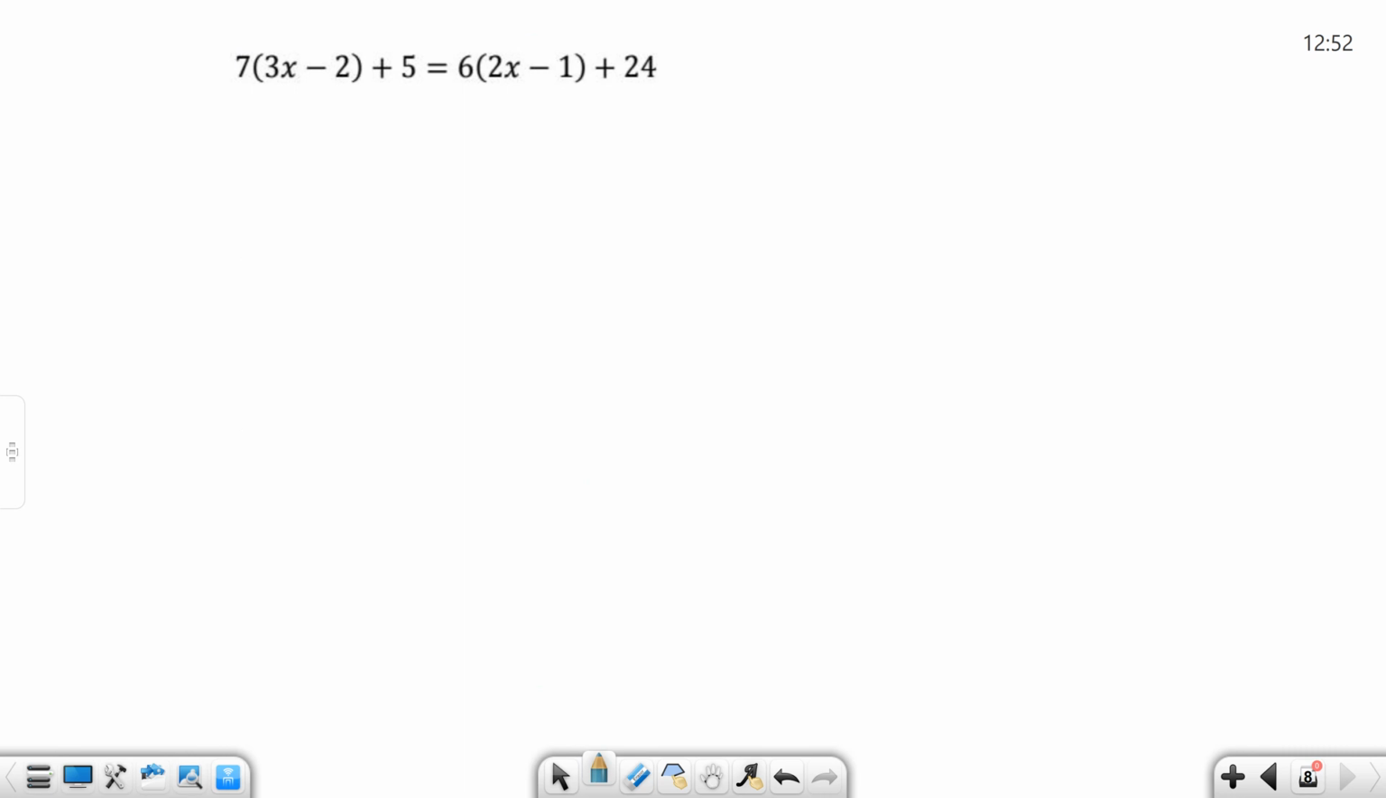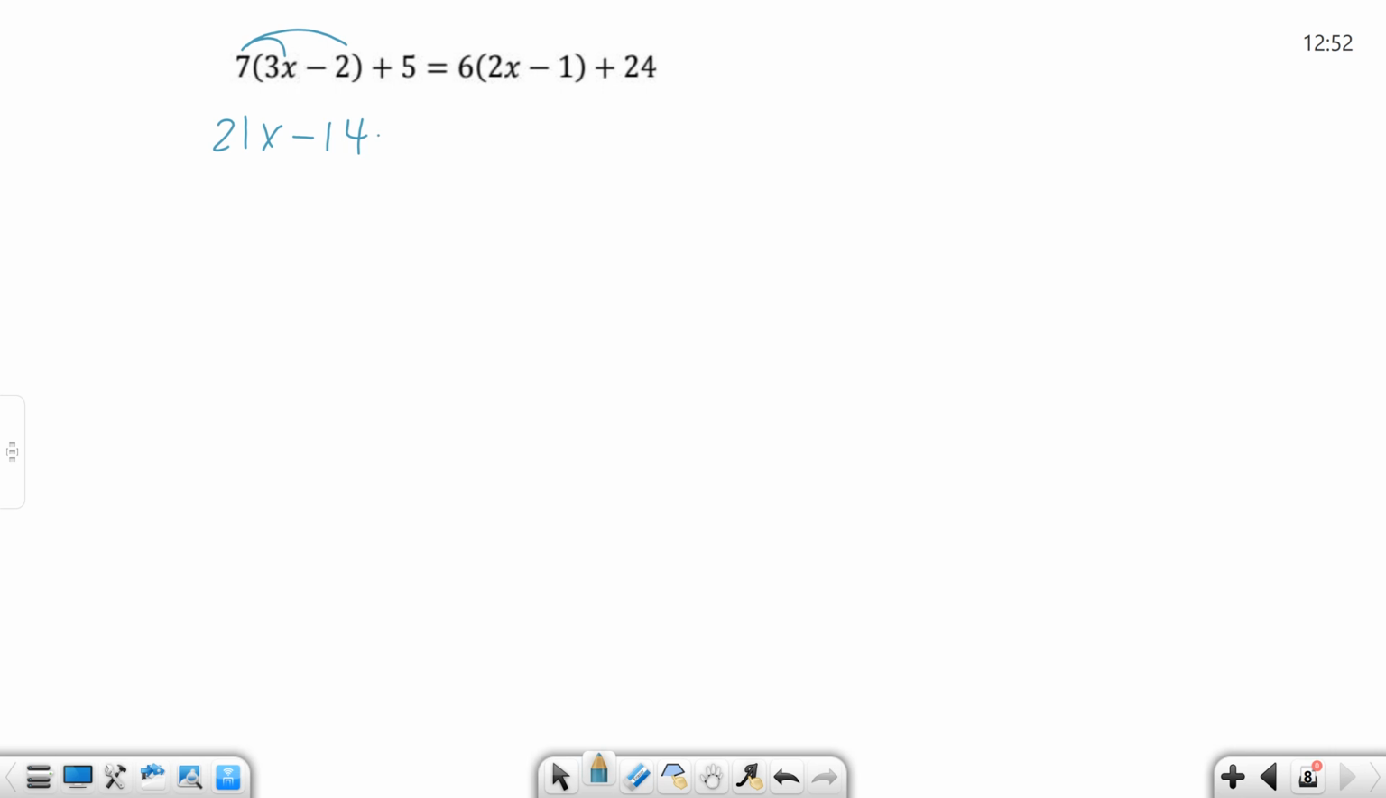And then 7 times (3x minus 2) plus 5 equals 6 times (2x minus 1) plus 24. So this is similar to the one before. I guess there are some negatives in here. Is there any work to do on the left-hand side? Yes, there's no work to do inside the parentheses, so I go straight to distribution. That's going to be 21x minus 14.